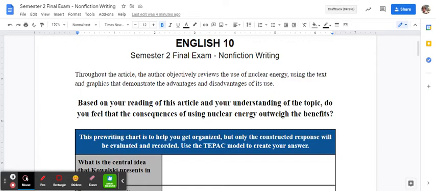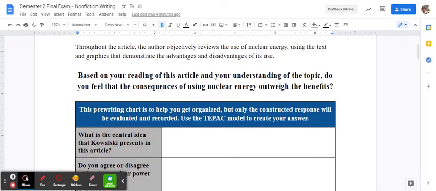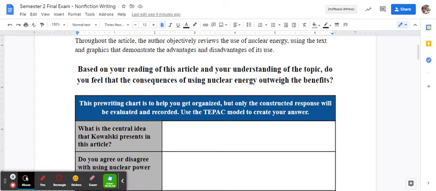So the question for you today is this. Based on your reading of this article and your understanding of the topic, do you feel that the consequences of using nuclear energy outweigh the benefits? In other words, we know that it produces a lot of waste, and we know that we don't have anywhere to put it. And we talked about some of the dangers of it, right? Do you think we should still be using it? Now, it's okay to say yes, and it's okay to say no. It doesn't matter which side you take, all right? That's not the issue here. The issue is that you're going to take a position and you're going to defend it.